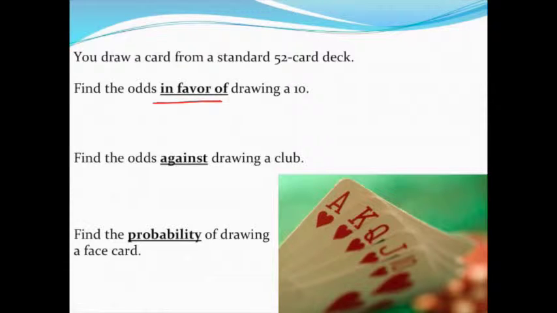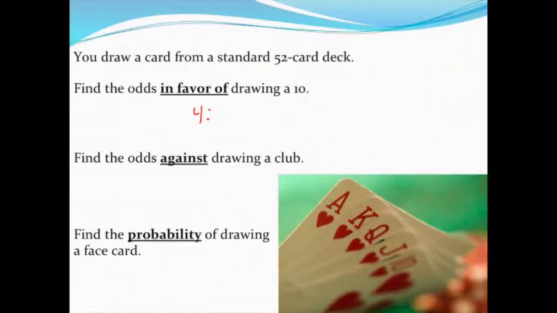The odds in favor of something is going to be how many ways it can happen compared to how many ways it cannot happen. So for example, I want to find the odds in favor of drawing a 10 out of a standard deck of 52 cards. Well, there are 4 ways to draw a 10. There's 4 10s in a deck. I'm going to usually set up odds as a ratio, so I'm going to compare that to the number of ways I cannot get a 10.